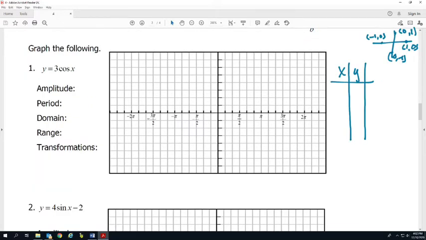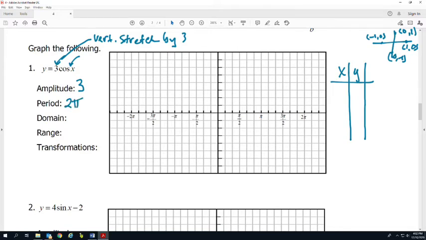Okay, for this first example, we're taking the cosine graph and we are vertically stretching it by 3. I'm going to write that here. That's a vertical stretch by 3. And so that's going to affect the amplitude. So my amplitude will now be 3. Before it was 1. Your period has not changed. We don't have a b value right here in front of the x. So my period will still be 2 pi.